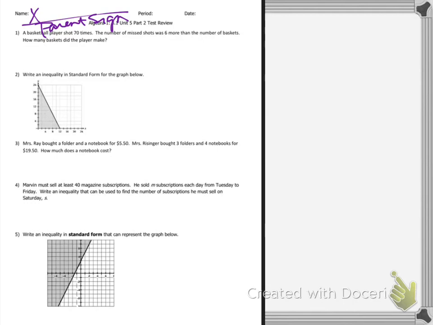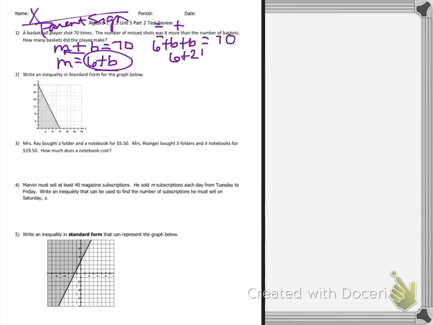A basketball player shot 70 times, so they can either make the basket or miss the basket. So that is going to be M plus B, miss plus basket equals 70. And remember, you can diagram the sentence. Misses equals 6 plus the number of baskets. So miss equals 6 plus baskets. And then from there, you can do substitution.